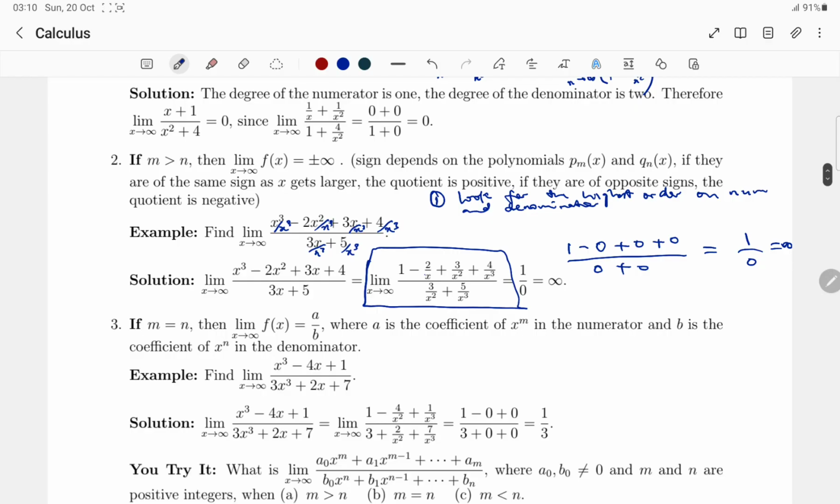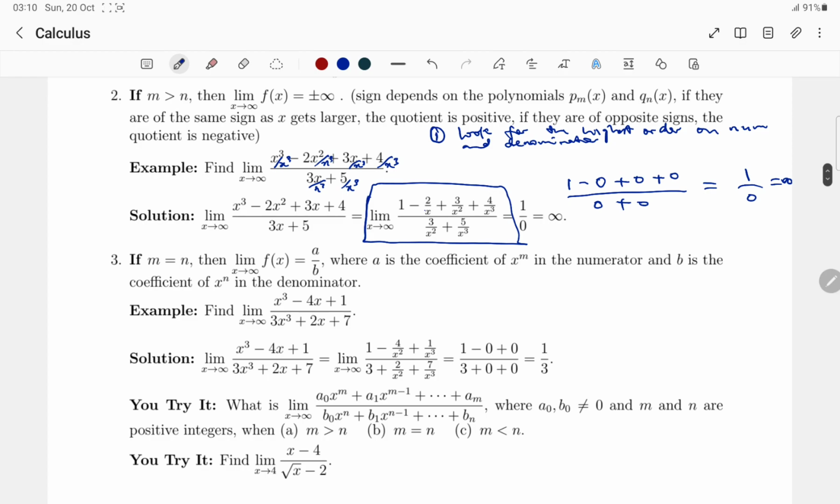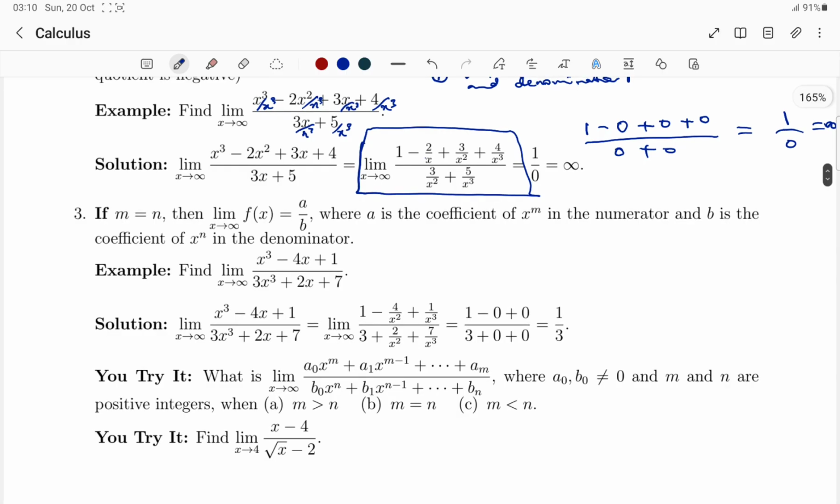Then what happens now if m is equal to n? If m is equal to n, this is a case where the order of the numerator is equal to the order of the denominator. By order, I mean the highest power on our polynomial. The highest power here is x to the power of 3 and the highest power is x to the power of 3 here. So the same applies to this kind of question.